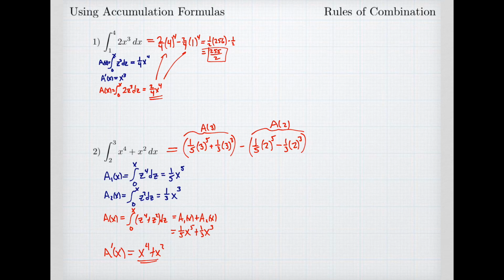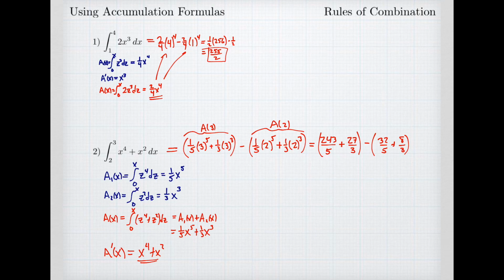So let's find out what those are. Plug those into a calculator, and 3 to the fifth is 243. I made the same mistake there. Minus should be plus. 243 over 5. 3 cubed is 27, so 27 over 3. That's the first term, and I'll subtract 32 fifths plus 8 thirds.